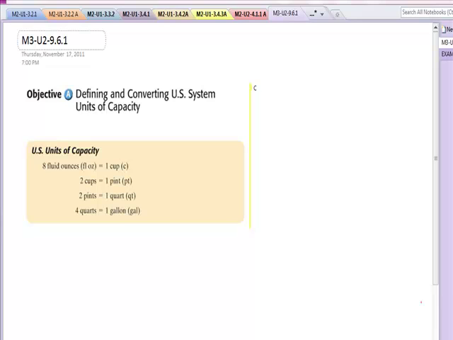All right, bouncing back to the U.S. system of measurements again. This time we're looking at capacity. It might be called volume. And the facts that we need to start with, we're going to be using unit cancellation again.